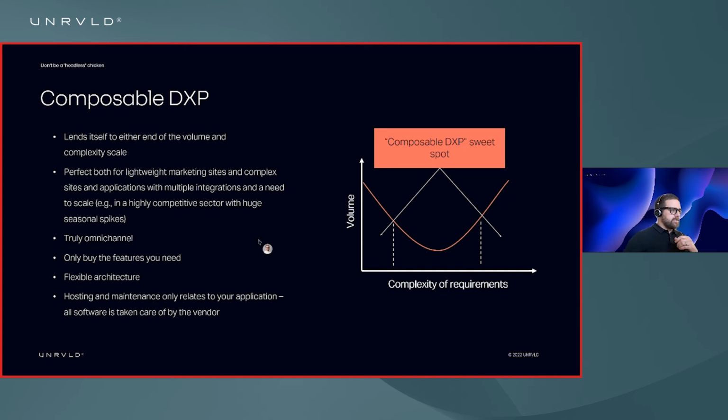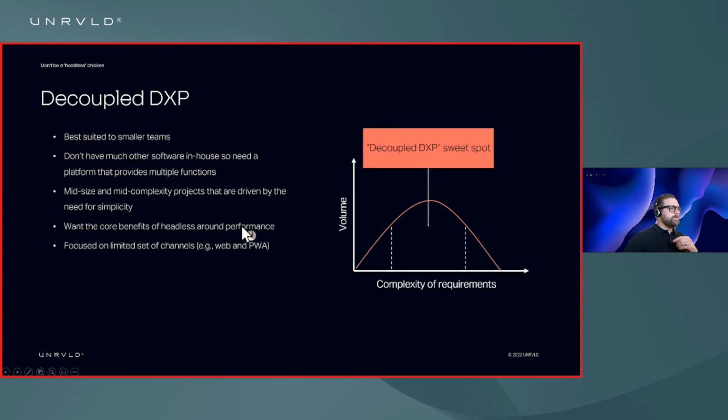So conversely, the decoupled DXP sits on the other side of it. It sits in the middle there, where, like I just said, it's better suited to the smaller teams where you've maybe just got mid volumes, mid complexity of requirements. You're not overly worried about scale and things like that, but you just basically need the simplicity of the single platform that does it.